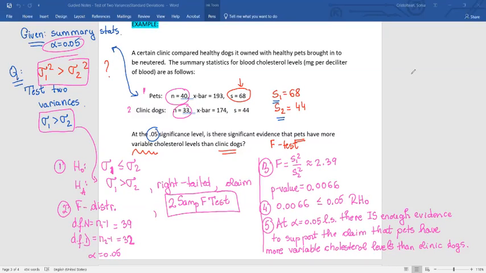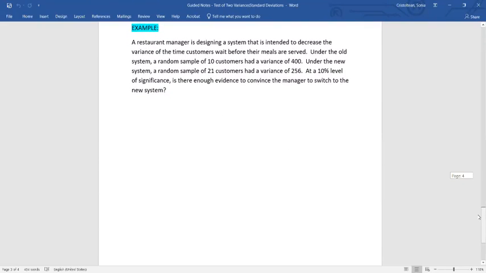Take a look at another example. You may want to try to stop the video and do this first and then compare with what I'm going to do.